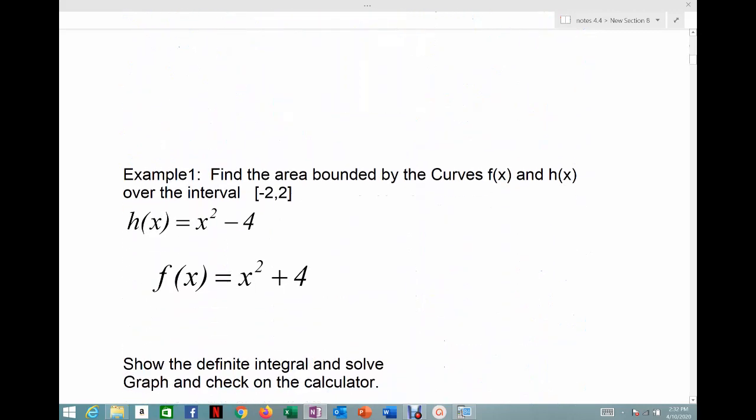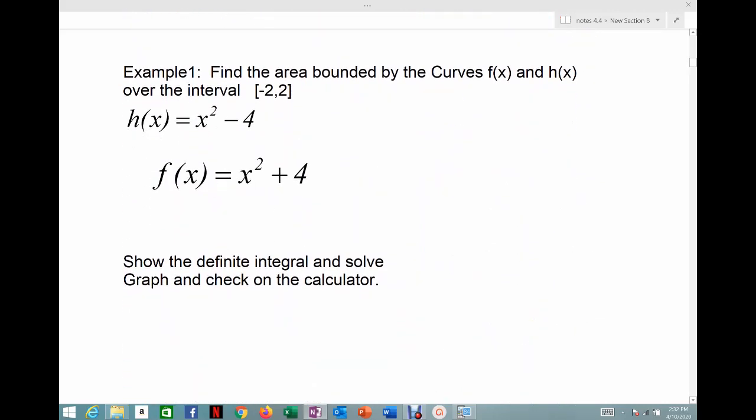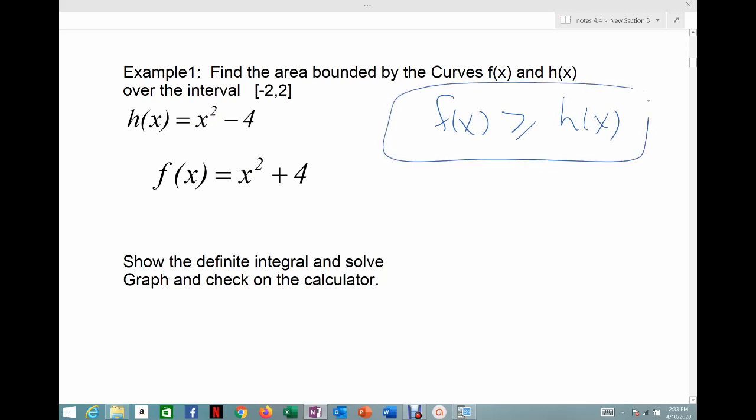Alright, so this is going to be a first example. Suppose I want to find the area bounded by the curves f of x and h of x, where h of x is the function x squared minus 4 and f of x is the function x squared plus 4. I'm interested in between 2 and negative 2. It should be fairly obvious that f of x is always going to be bigger than h of x, because I'm subtracting 4 from x squared here and adding 4 there, so there's always an 8-unit difference between them. So this is always true, including over the interval I'm looking at.